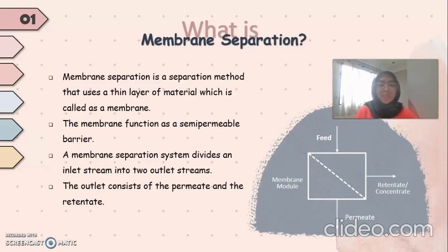As seen in the figure, a membrane separation system divides an inlet stream into two outlet streams. The outlets consist of the permeates and the retentates. The components that have not flowed through the membrane are included in the retentates.